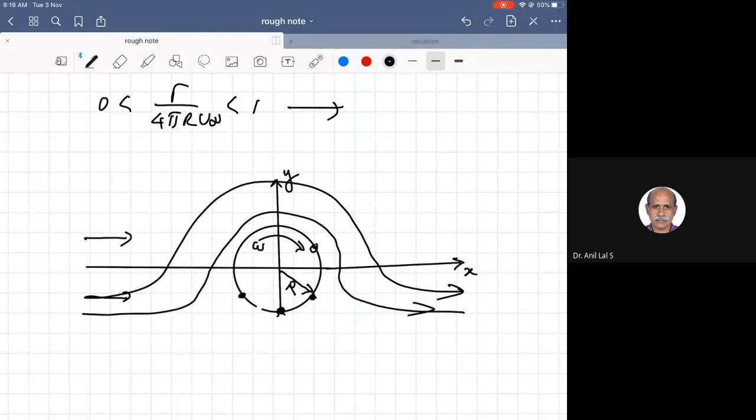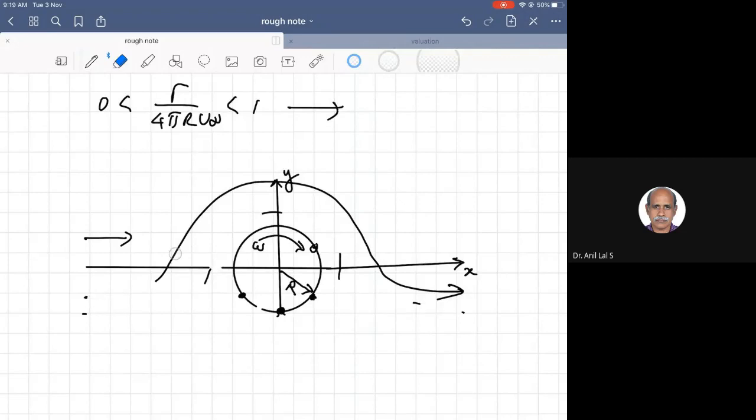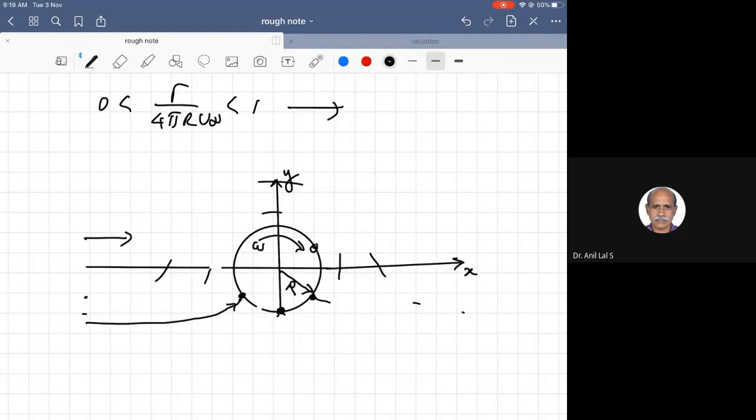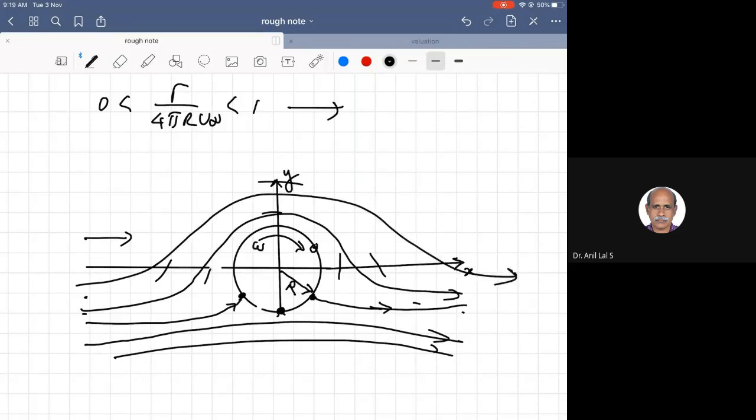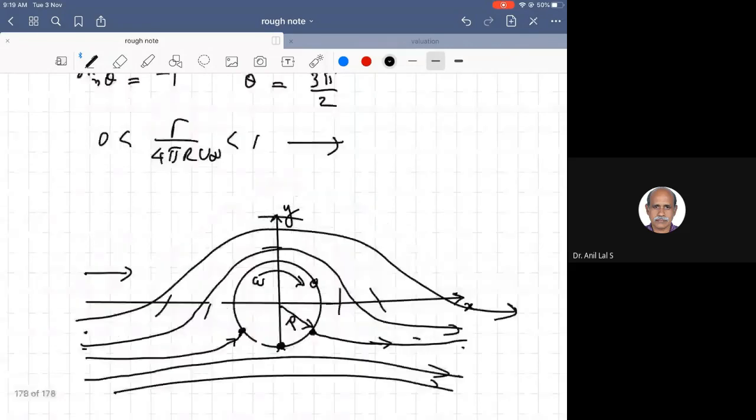So the streamlines over the surface of the cylinder, for this case, will be like this. So there will be two stagnation points. Okay, so the streamlines will be like this.